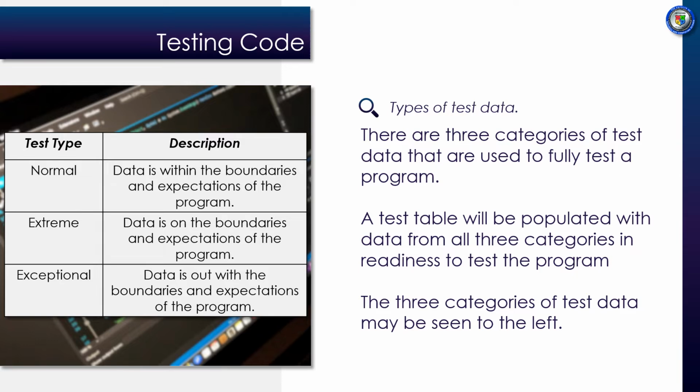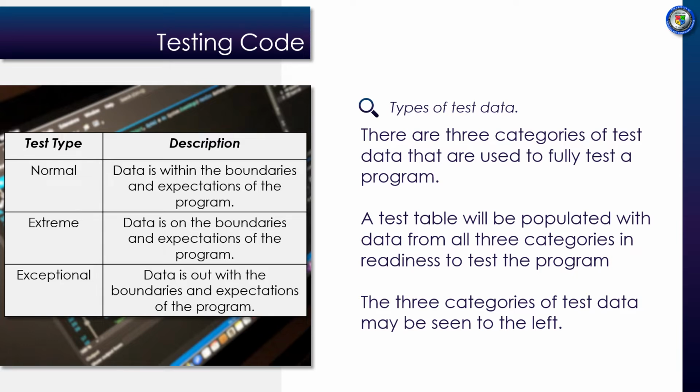Normal test data is data that is expected to be accepted and is within the boundaries of the program. Extreme test data again is test data that should be accepted but is right up on the boundaries of what is expected to be accepted by the program. And exceptional test data is test data that is expected not to be accepted and is out with the boundaries.